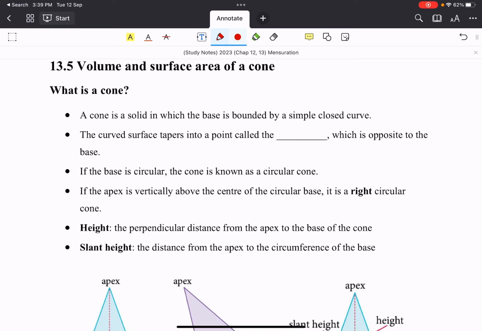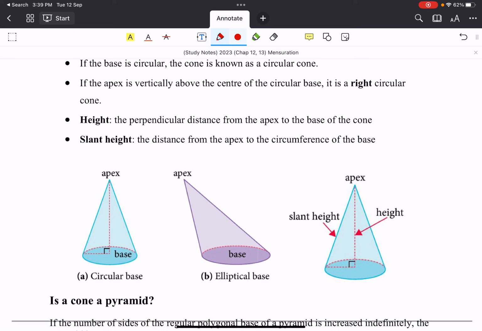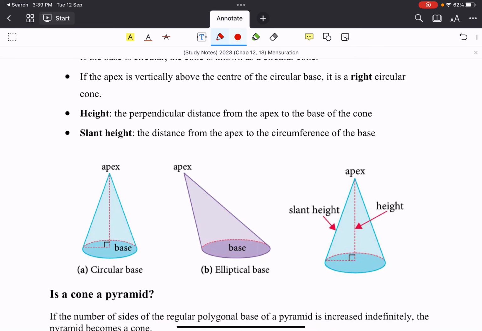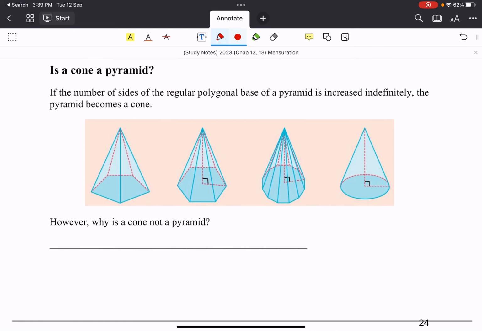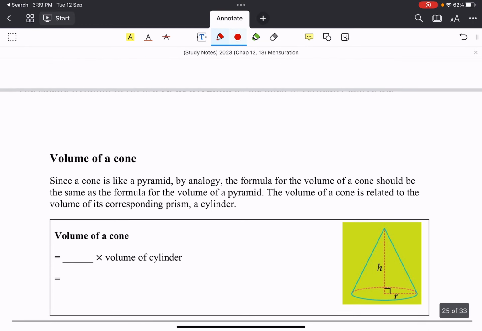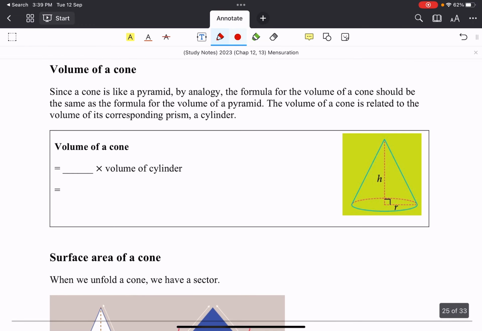But some of the definitions are the same. The point at which they meet together is called the apex, and you still have the slanted sides and the height and so on, right? So, is a cone a pyramid? The answer is no, it's not. The volume of a cone works the same way as the pyramid, so we know that it's going to be 1/3. Since we already know that the volume of a cylinder is pi r square h, the volume of the cone will be 1/3 pi r square h, right? Very straightforward over here.